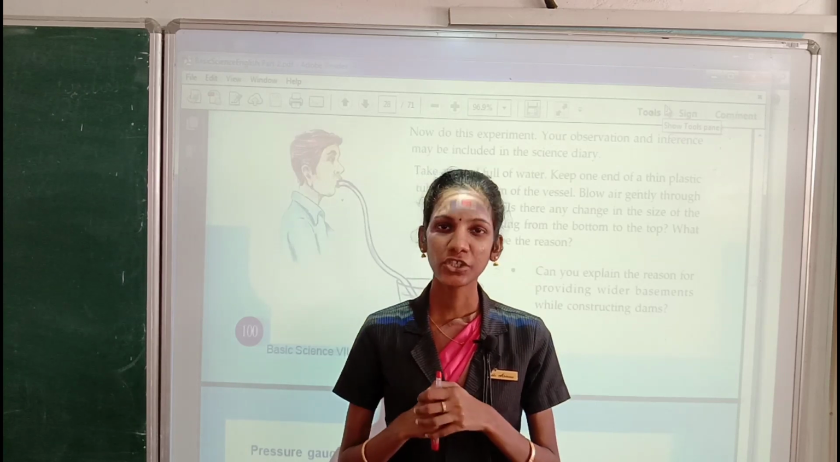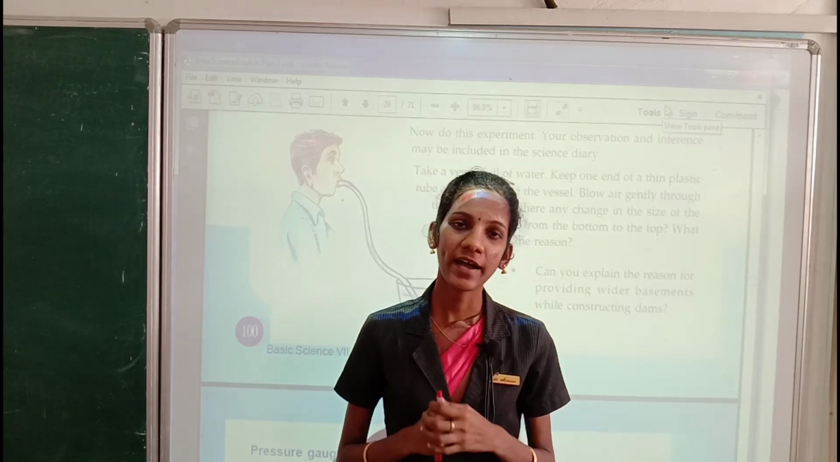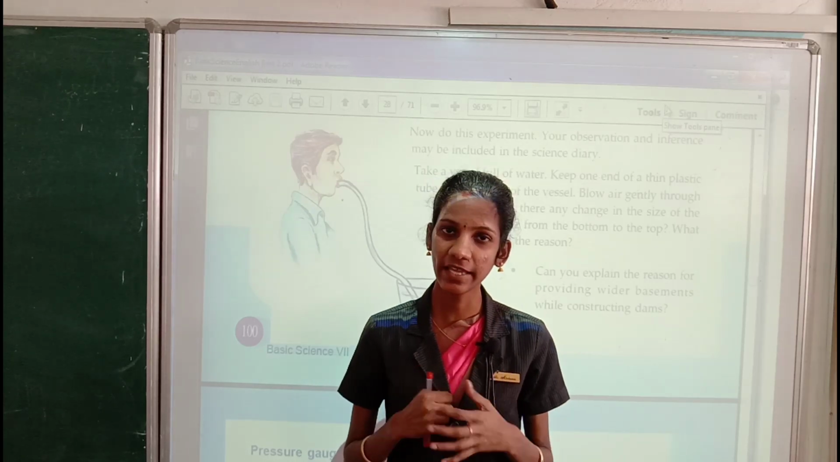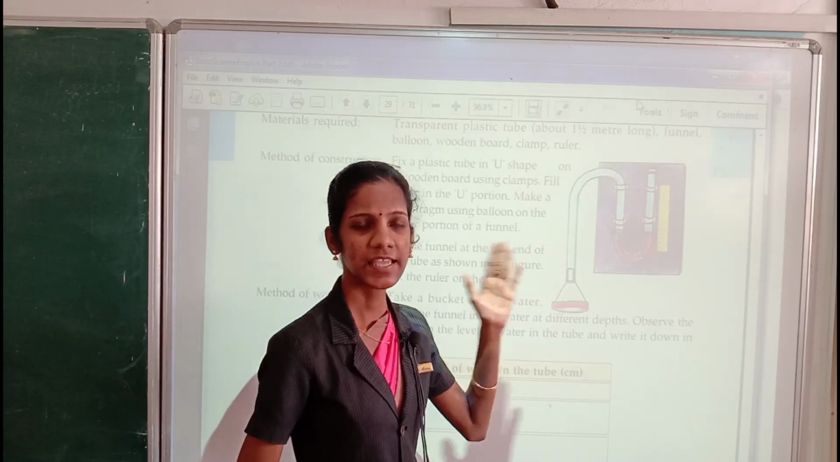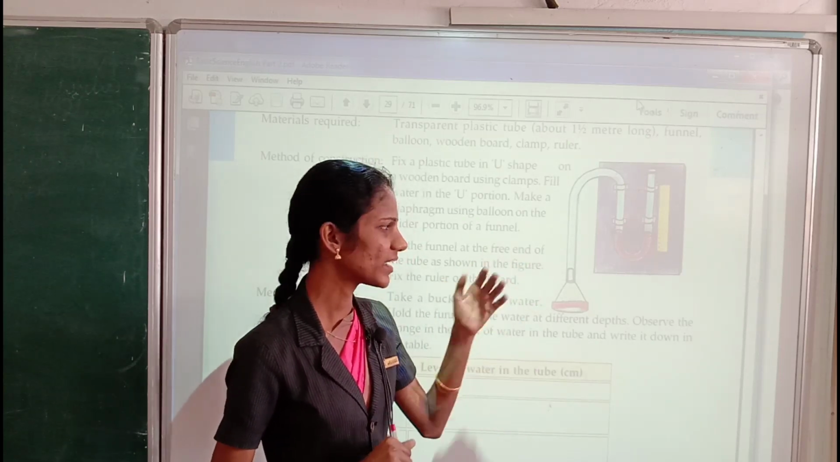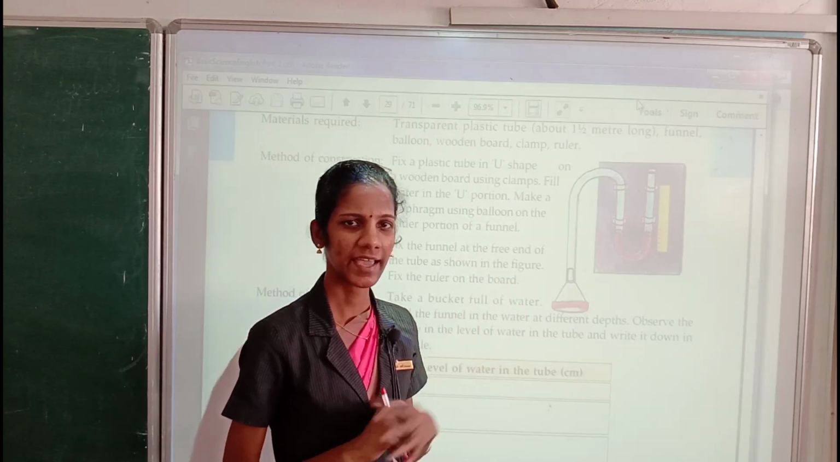Similarly, we can measure liquid pressure also. The liquid pressure can be measured with the help of a device known as a pressure gauge. Here you can see an image, isn't it children? This is an image of a pressure gauge. ഇതൊരു pressure gauge ന്റെ image ആണ്. Okay, this is actually a diagram of a pressure gauge. Pressure gauge ന്റെ diagram ആണ്.